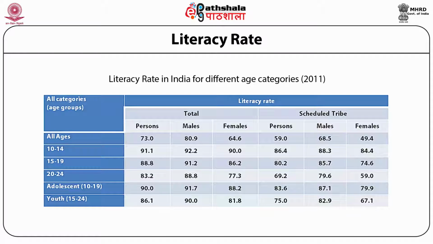There is further data for age categories 15 to 19 years, 20 to 24 years, for adolescents that is 10 to 19 years, youth 15 to 24 years, and this table clearly indicates the difference in literacy rate between males and females and scheduled tribe and total population of the country for these age groups.